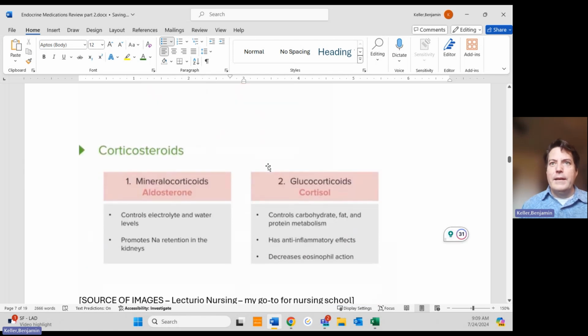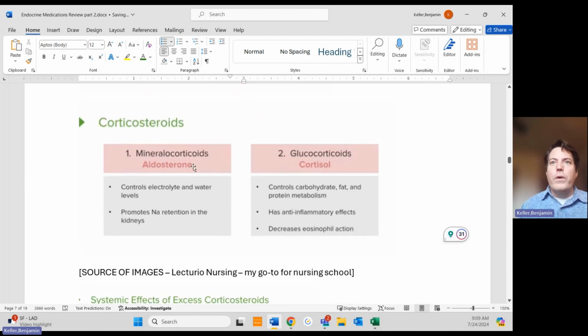So let's take a look at these again. Mineral corticoids, so aldosterone, that's our friend. You need to know aldosterone. He's going to pop up a lot in this lecture and just in general. It's an important chemical in our body. It controls electrolyte and water levels, and it promotes sodium retention in the kidneys.